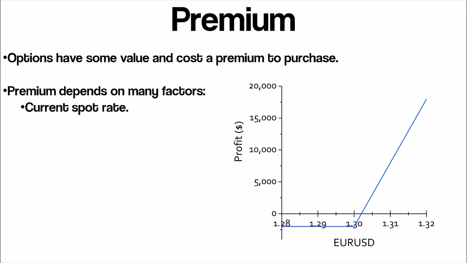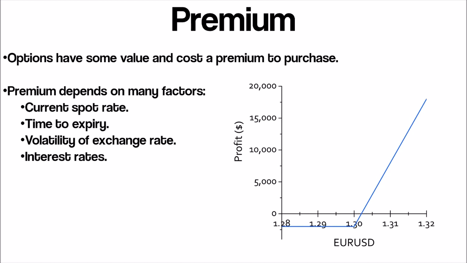And the premium depends on a number of things, and we're going to go into that in future videos. But some of the things that the premium of an option depends on is the current spot rate, of course, where it is. That just means how likely it is to be worth something in the future. The amount of time to expiry. The longer you have to expiry, the more the option's worth, because there's more the possibility of it moving. The volatility of the exchange rate you have the contract on. The more volatile the exchange rate, the more likely it is to move a long distance and hence potentially make a profit. And interest rates as well.